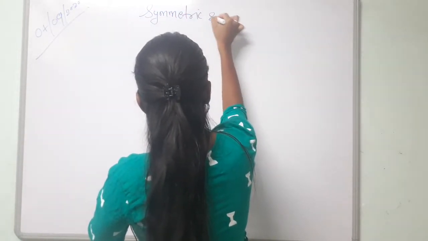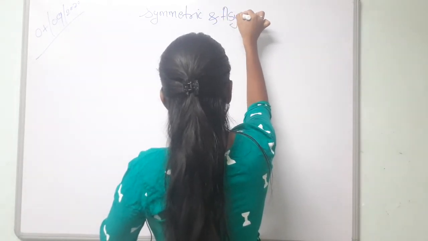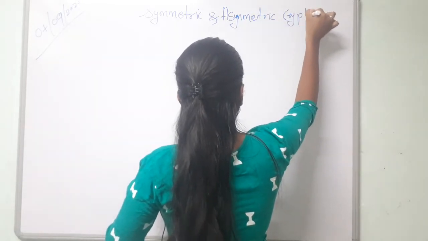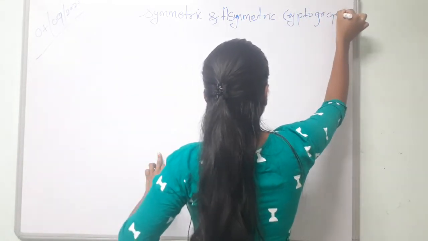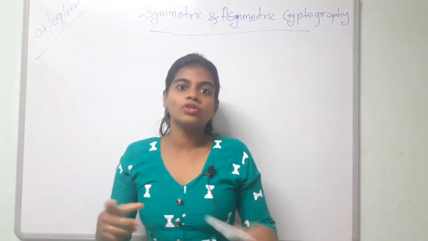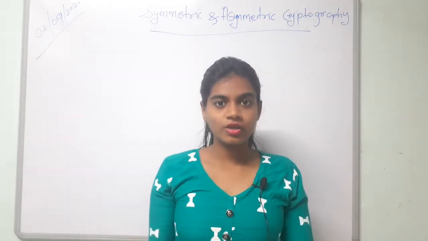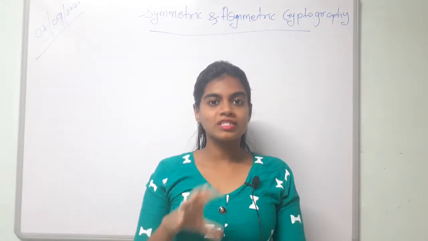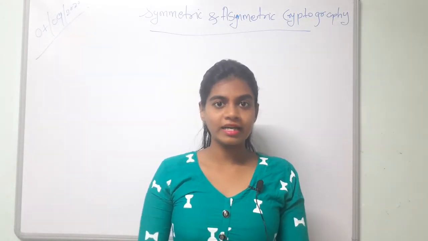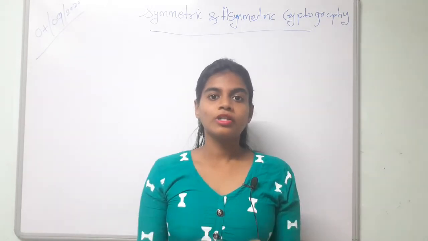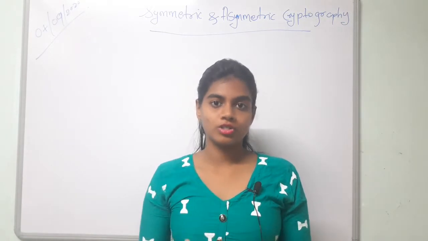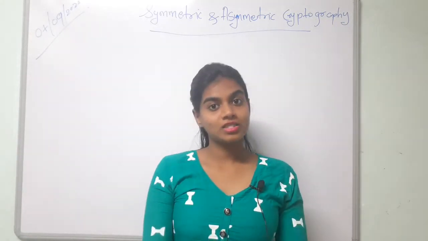Symmetric and asymmetric cryptography. In the cryptography subject, there are two types of cryptography: symmetric and asymmetric. In this video I'm going to teach you what symmetric cryptography is with a diagram, so you understand how the process works, and the same for asymmetric cryptography. Then there are differences between them, so you will easily understand how they work and what they are used for.